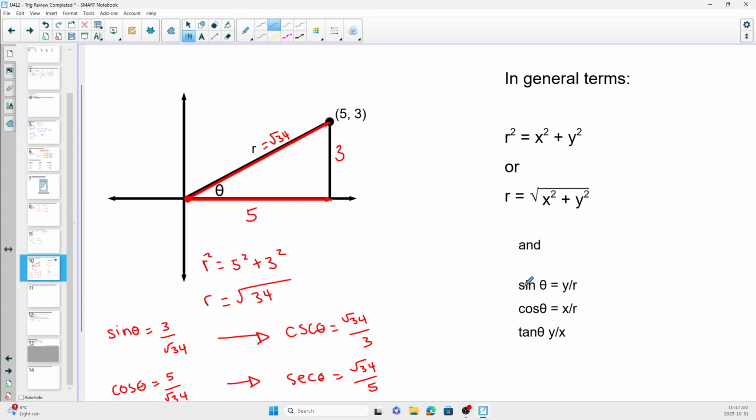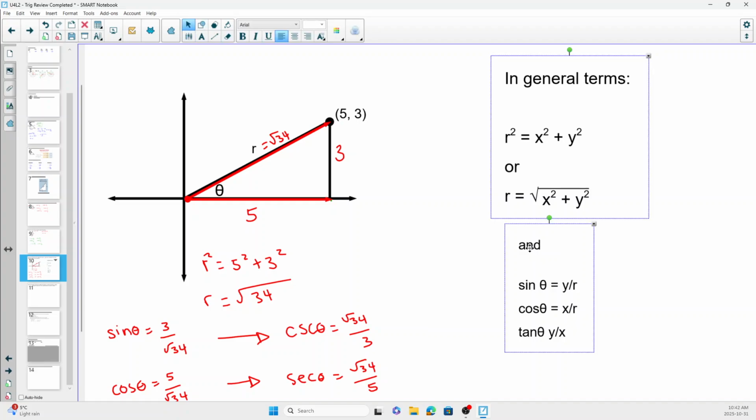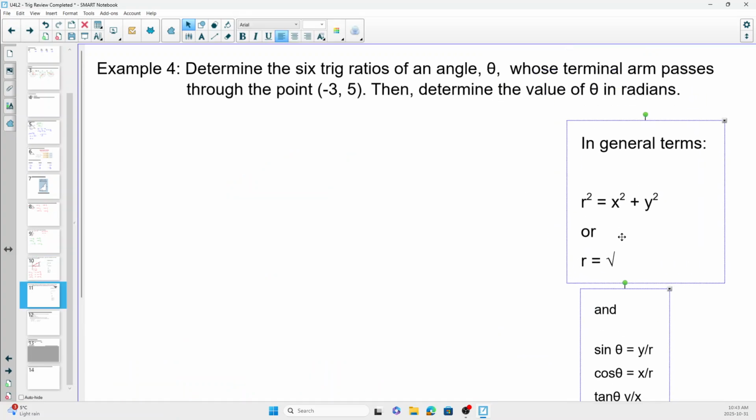We could also say that sine theta, of the angle that is created between the initial arm and the terminal arm, will always be the y value. So opposite, which is the y value, over the hypotenuse. The hypotenuse is the radius. So sine theta will be y over r. Cos theta will be adjacent, which is the x value, over the radius, so x over r. And tan theta is opposite over adjacent, which is going to be y over x. So these are some general terms that can help us in other questions where we are just given a coordinate. We're going to look at one here, and I'm going to put this information off to the side so we can use it.